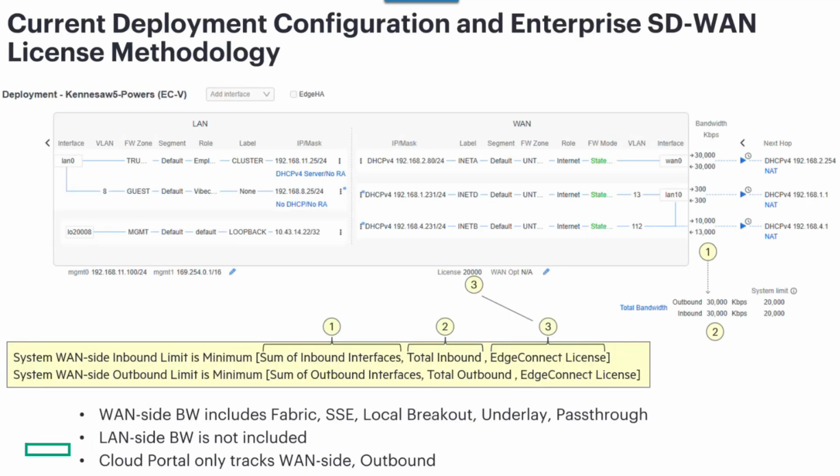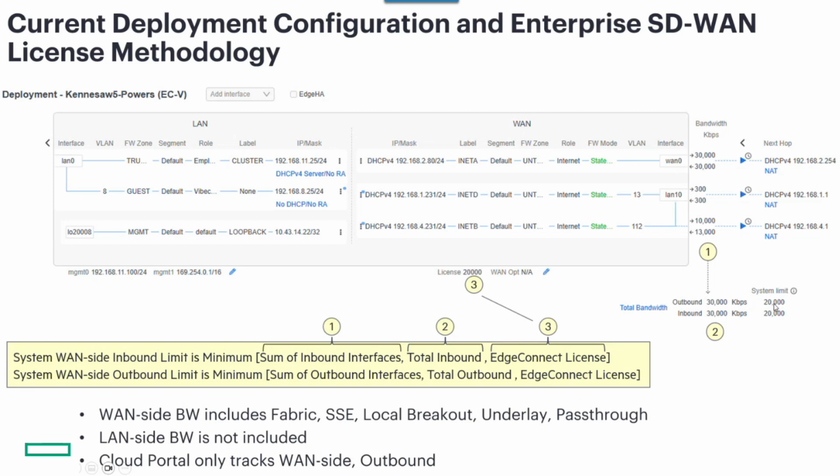Let me show 2 different examples. Remember the container size, that Pyrex measuring cup. Why was that important? Well, your utilization is a function of what your container size is. System-wise, inbound or outbound limit is the minimum of 3 terms: sum of inbound or outbound interfaces, total, or license.